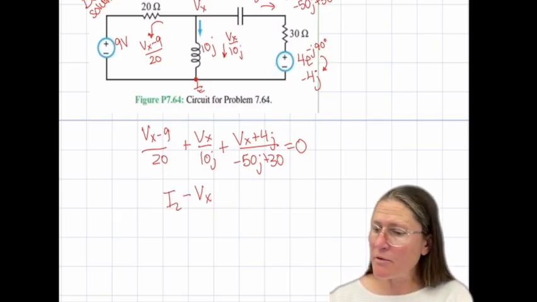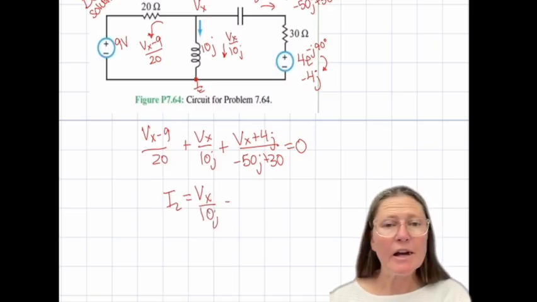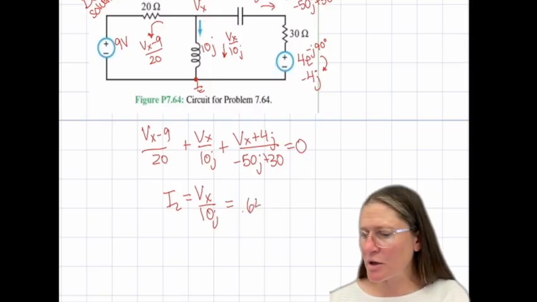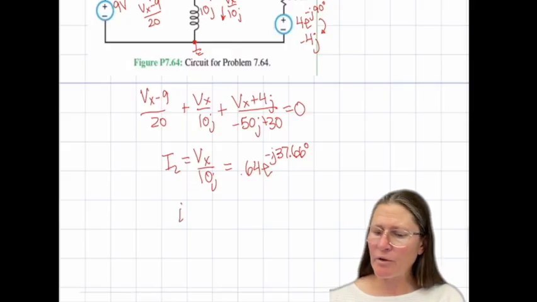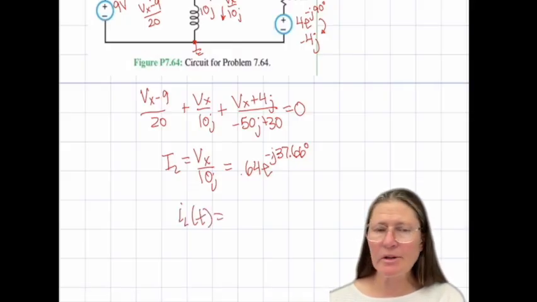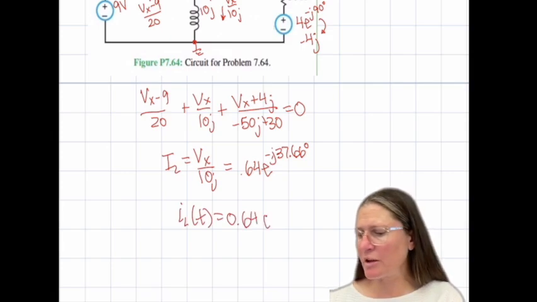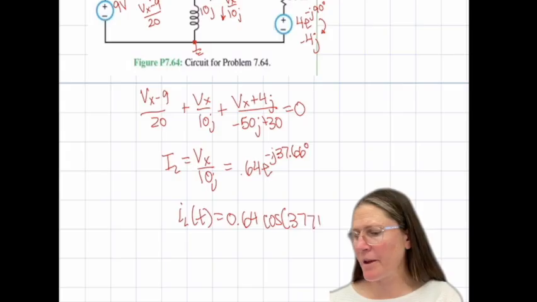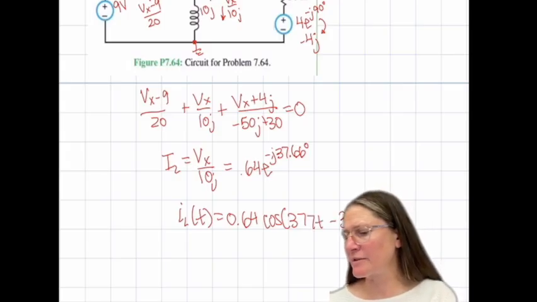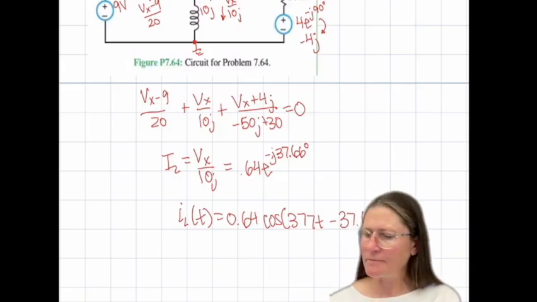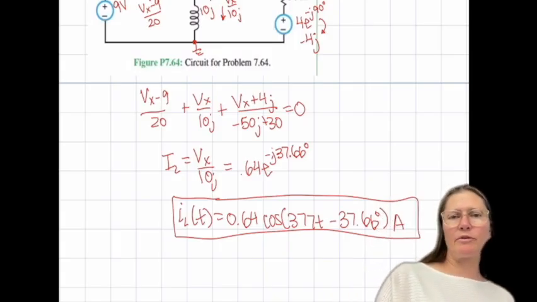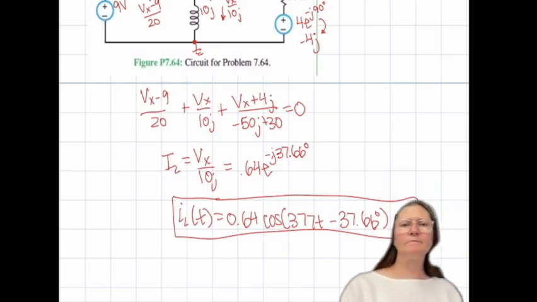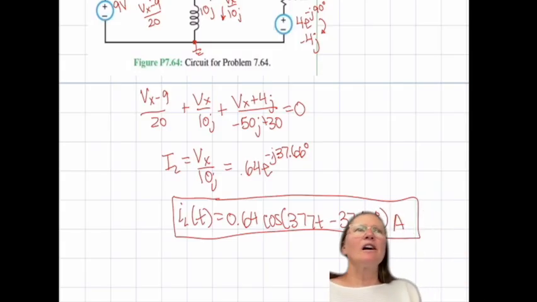IL is going to be Vx over 10j, and that ends up being 0.64 e to the minus j 37.66 degrees. And so converting this to time is 0.64 cosine 377t minus 37.66 degrees. So those are your answers there. All right, questions?